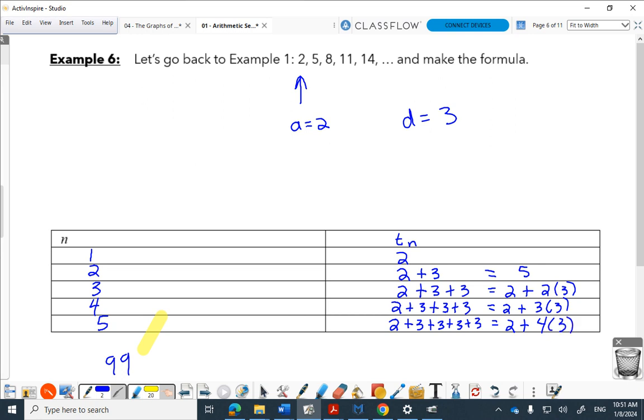Well, let's see if it works. What is 4 times 3? 12. And then add 2? 14. See, it works. I can get to any term like that.